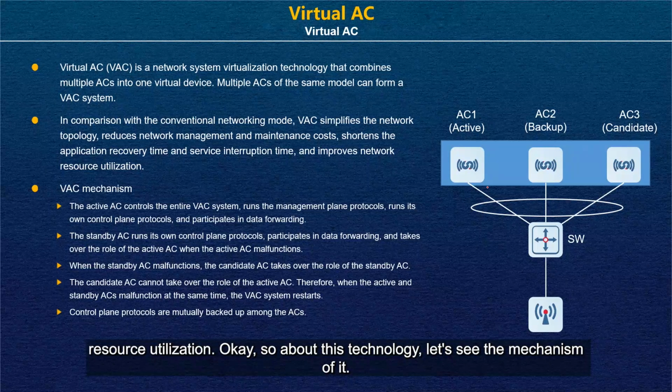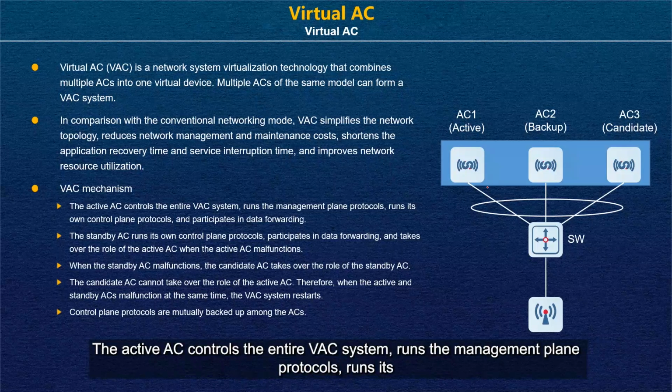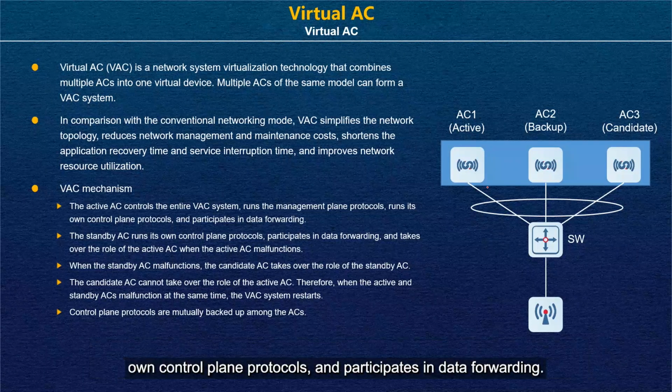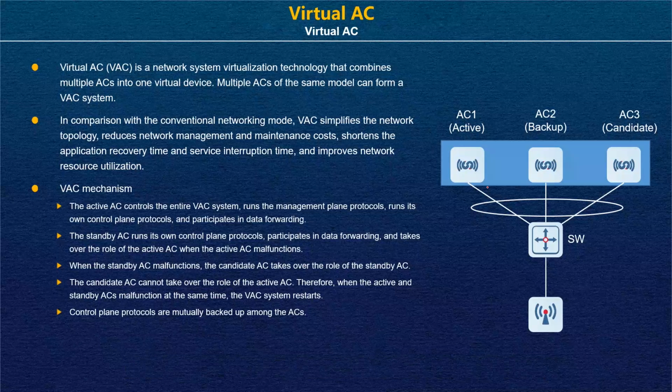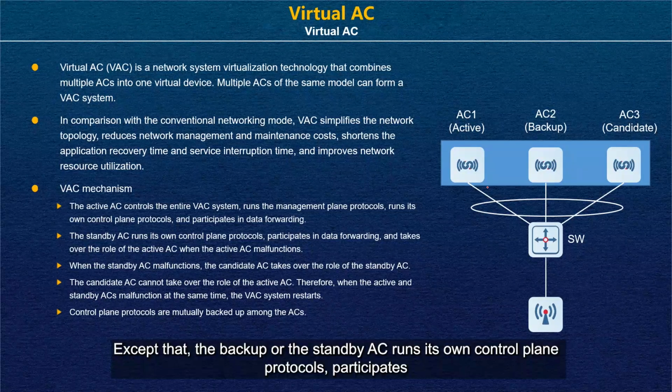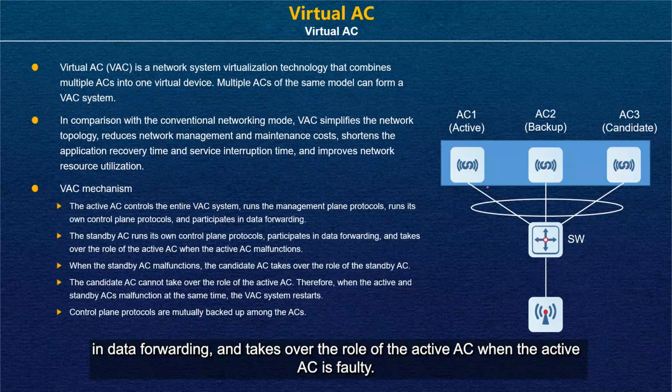Okay, so about this technology, let's see the mechanism of it. The active AC controls the entire VAC system, runs the management plane protocols, runs its own control plane protocols, and participates in data forwarding. The backup or standby AC runs its own control plane protocols, participates in data forwarding, and takes over the role of the active AC when the active AC is faulty.